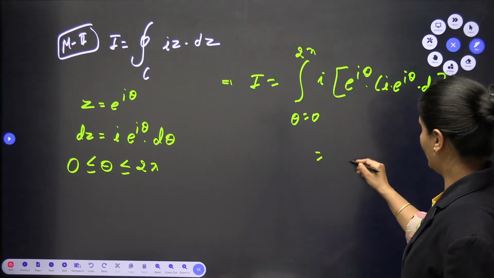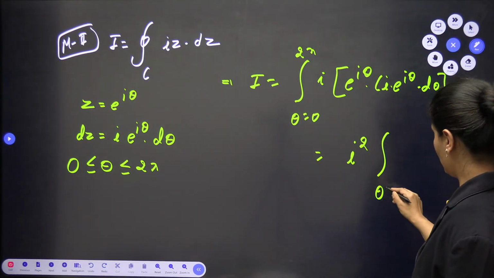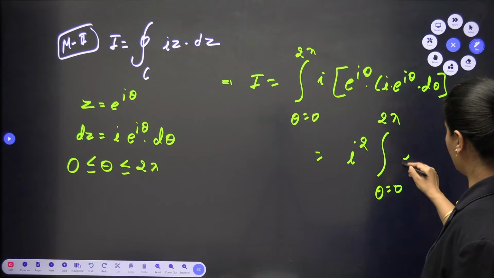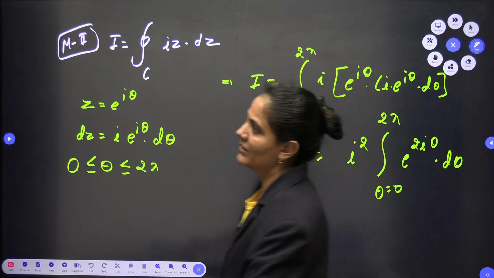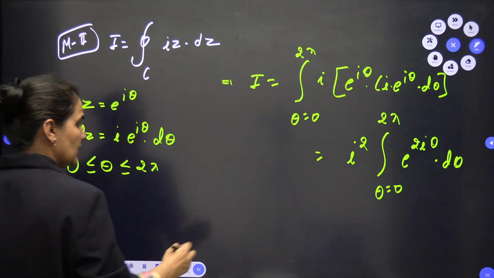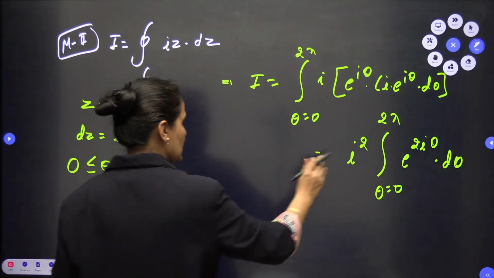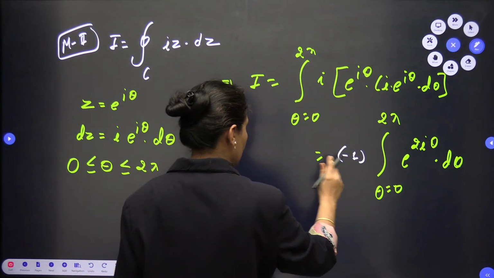I can write down iota times iota is iota square. We can take it outside. Theta equals 0 to 2 pi, e power 2 iota theta d theta. Iota theta plus iota theta will be 2 iota theta, and we can write down iota square is -1. If you want, you can write down here the -1 itself.